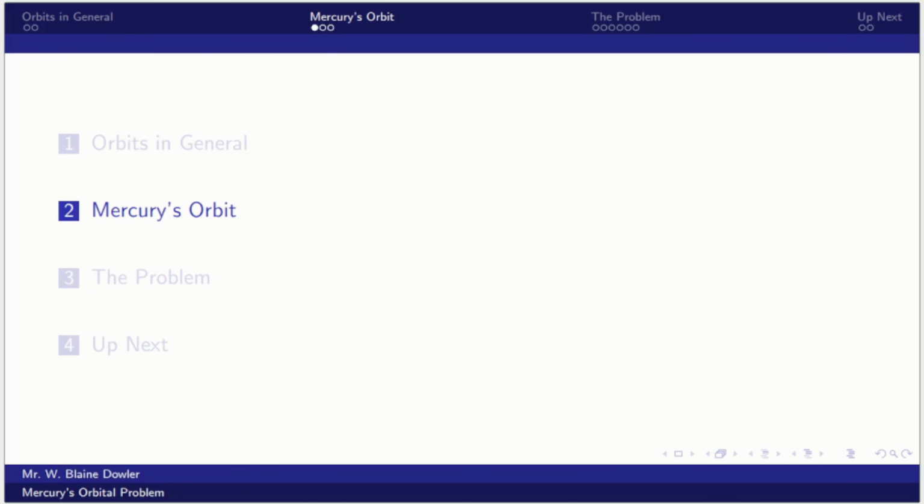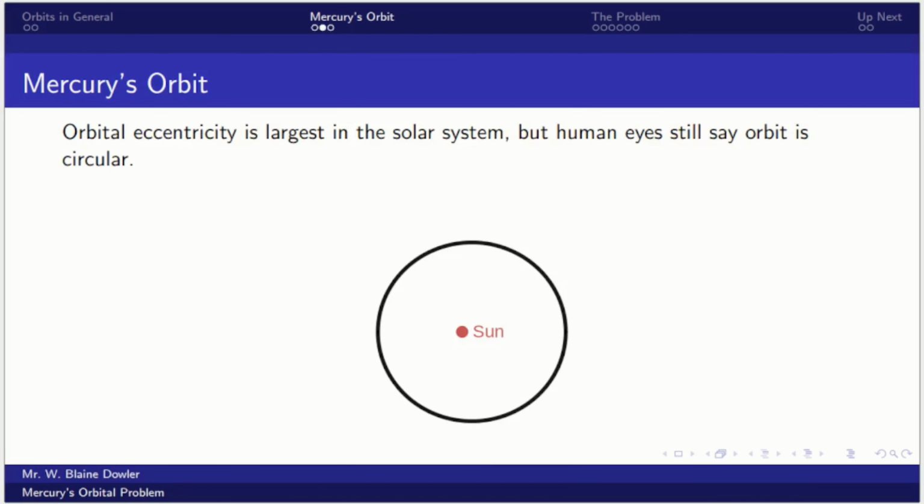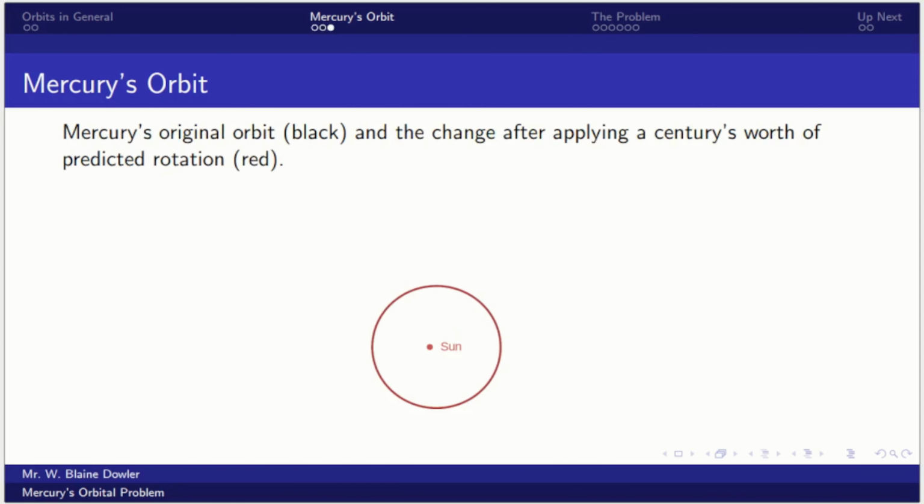So, Mercury's orbit in particular. This is actually a scale diagram of Mercury's orbit. If you take out the sun, most of us would look at that and call it a circle. We wouldn't recognize that it's slightly wider horizontally than it is vertically. With the sun in place, you can kind of see that the sun is off-center, which helps you figure out that this is an ellipse. This diagram shows the expected precession, or the rotation, superimposed on the predicted orbit. We don't see the black circle underneath, we just see the red. So the change is very slight.